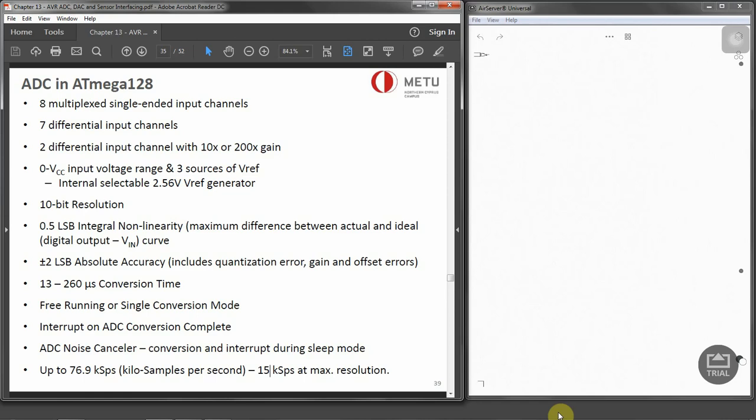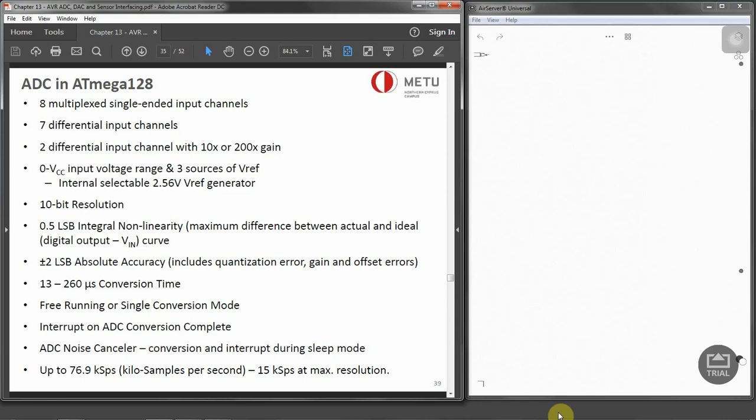And also we talked about signal conditioning, because it is required to convert to valid logic voltage levels before we perform any analog to digital conversion. That's why we require signal conditioning.